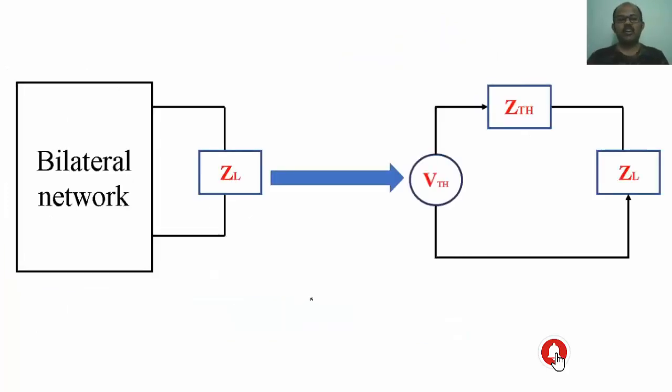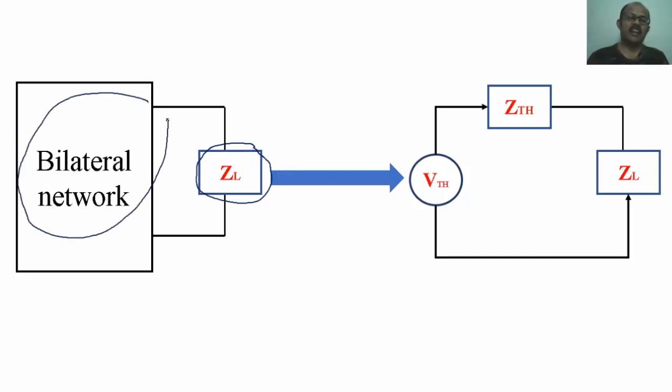Able to follow? Now you have a huge circuit. Say suppose only one element is varying. That element I am going to call ZL, nothing but the load impedance. The rest of the circuit is the static part, so the entire static part is a bilateral network. I can replace this by a single voltage source, that is Thevenin's voltage, and an impedance called Thevenin's impedance. These two are connected in series. To this we connect the load impedance and then we solve.